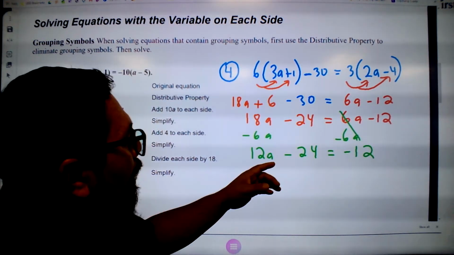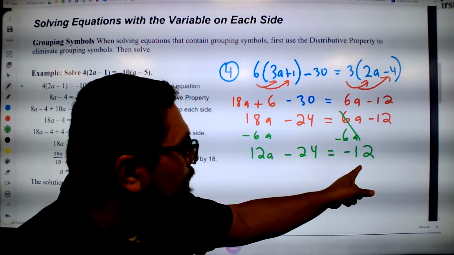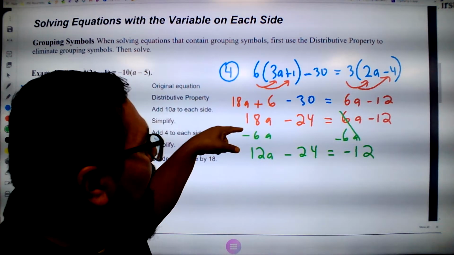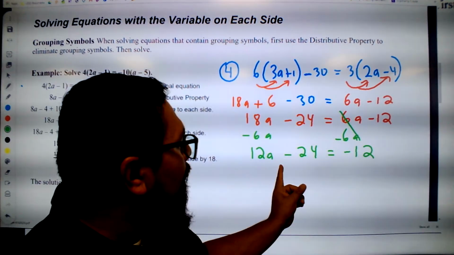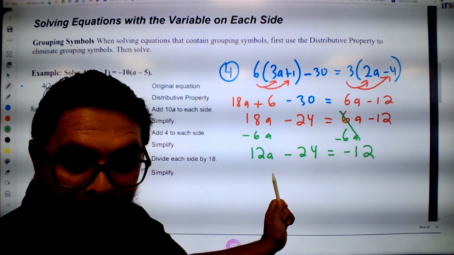Okay, so now we subtracted 6a from here. You get 0, so just move the negative 12. This one, 12a minus 6a is 12a. So we have 12a minus 24 equals negative 12. So it's a two-step equation now. So let's keep going.